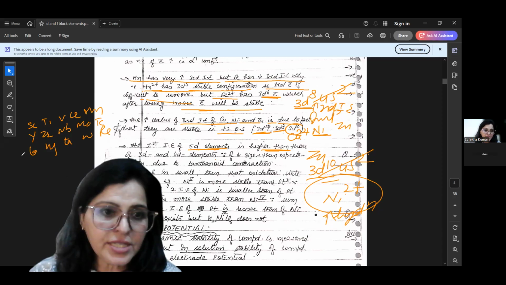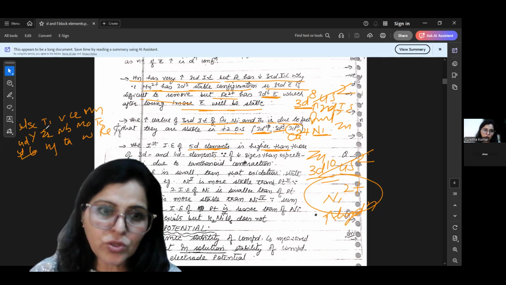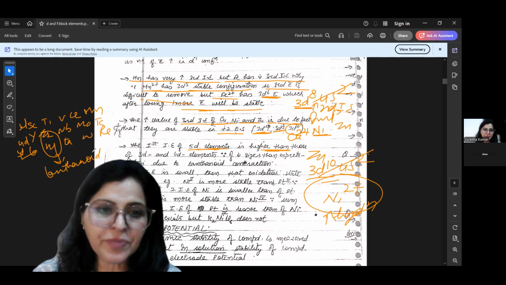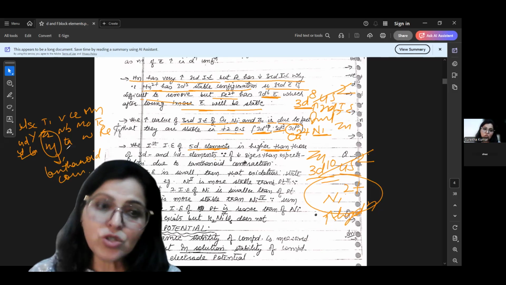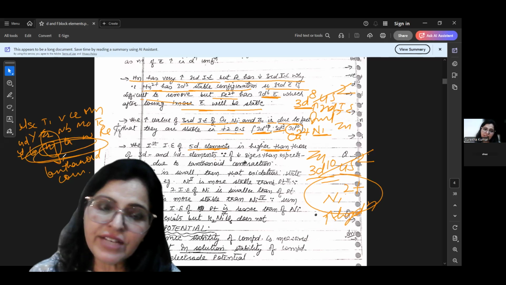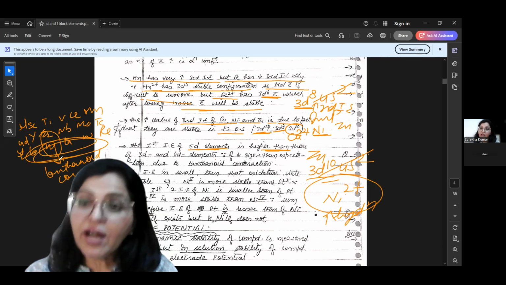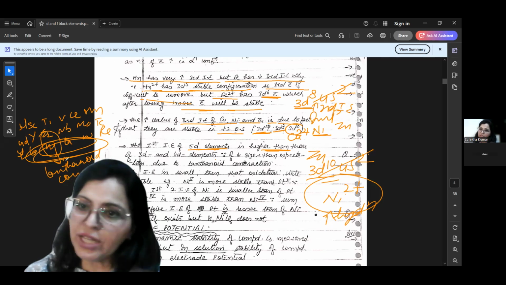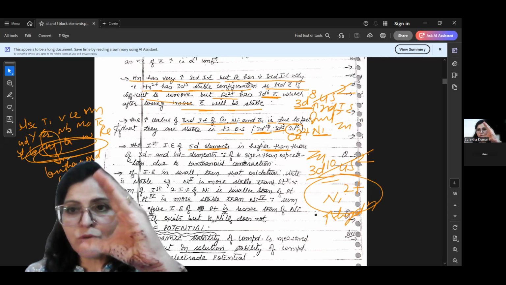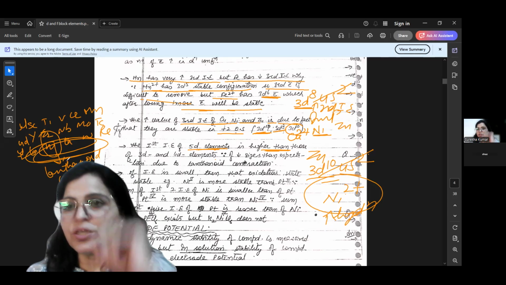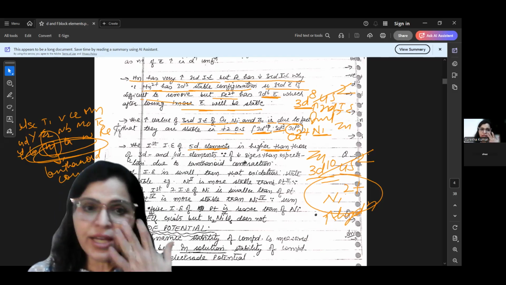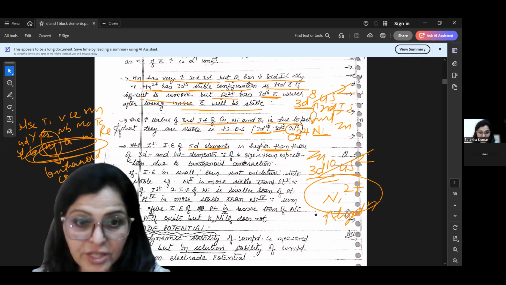You know, this is the 5d series, this is the 4d series and this is the 3d series. They have almost the same size because of lanthanoid contraction. We just studied it yesterday. So automatically this 5d series will have higher ionization energy because of the lanthanoid contraction. The outermost electron is closely held to the nucleus. That's why the answer is lanthanoid contraction.